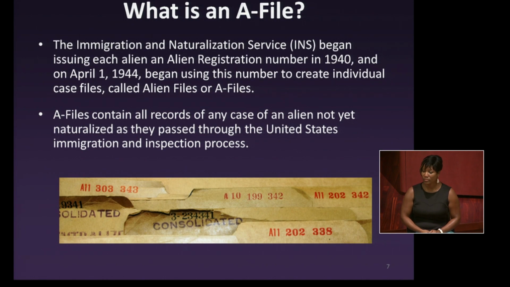The Alien Registration Act of 1940 required that all aliens over the age of 14 go to their local post office and register their alien status with the federal government. As part of this process, each individual was assigned an alien registration number, and beginning on April 1st of 1944, the Immigration and Naturalization Service, INS, began using this number to create individual case files called alien files, or A files.